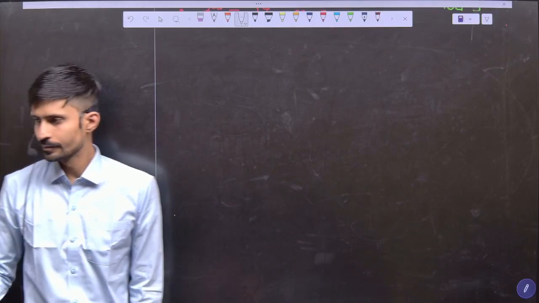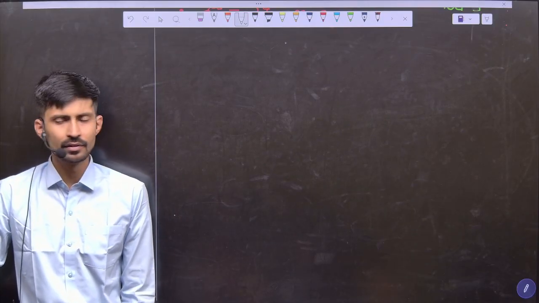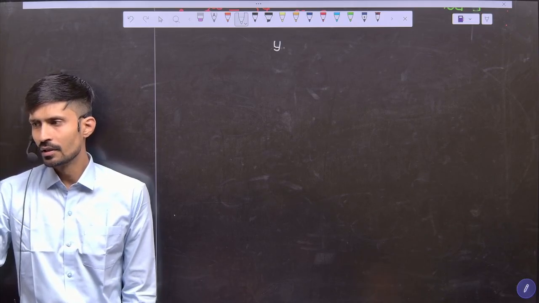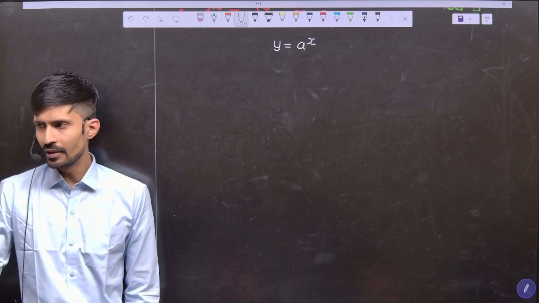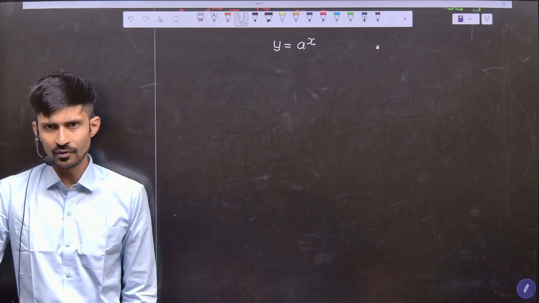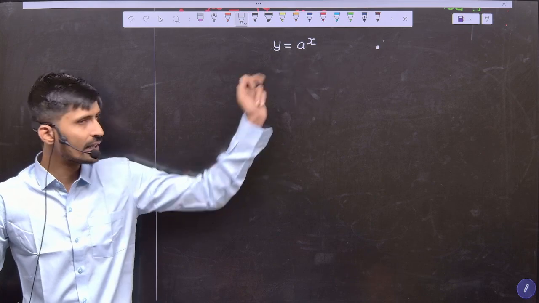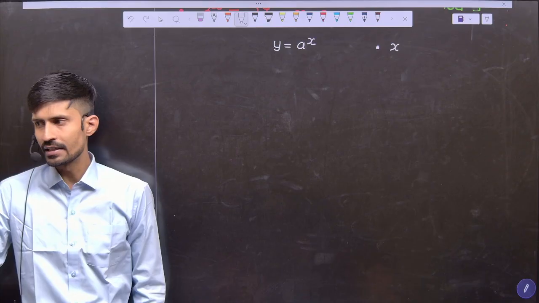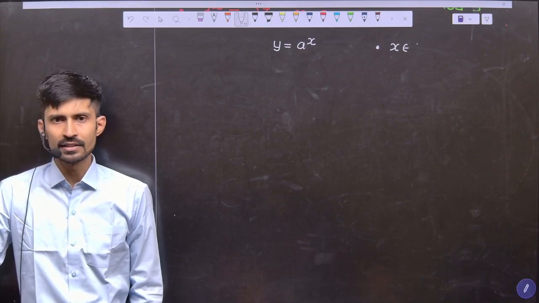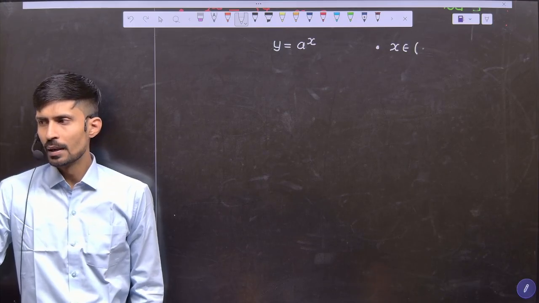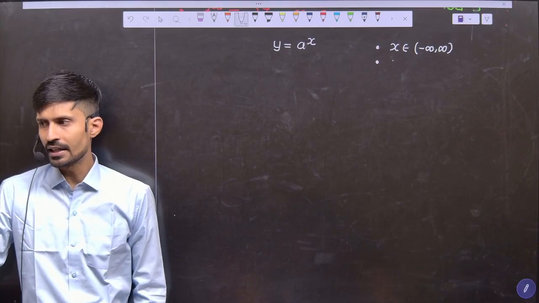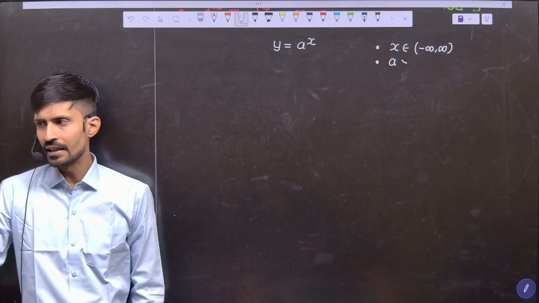A raised to x, the function. See this, what we learned. We have y is equal to a raised to x. Okay? First of all, I am writing the definition of this. Three things we can see in this: y, a, x. First of all, I will talk about x. Tell me, what is x? x is a variable. What is x? x belongs to minus infinity to infinity. Is it clear? Now, I am asking what is the condition on A? A is greater than 0 and A not equal to 1.